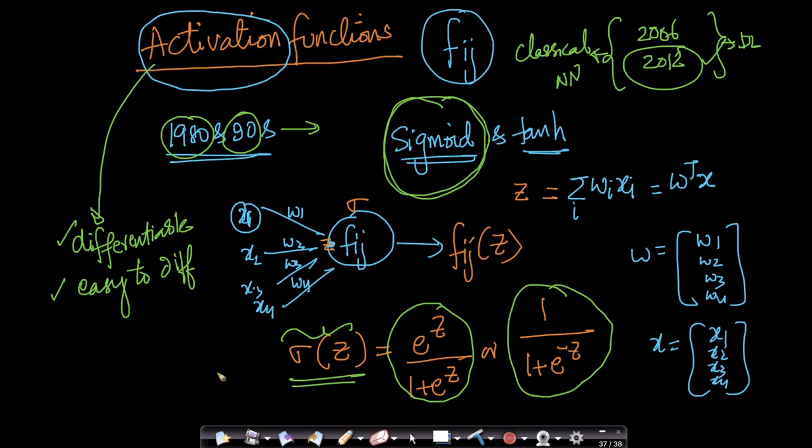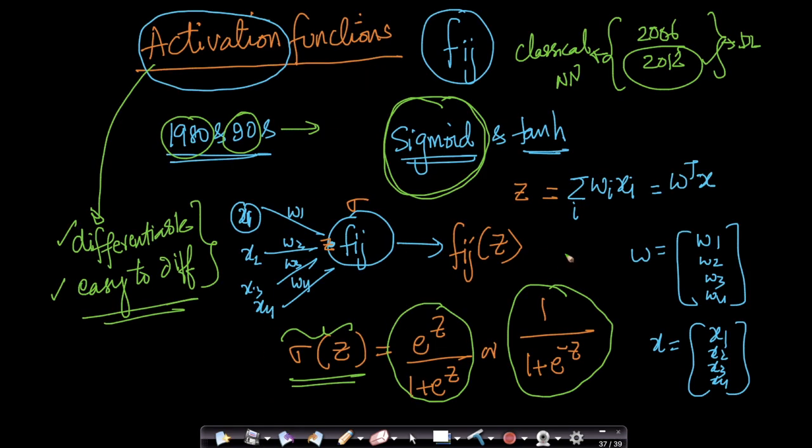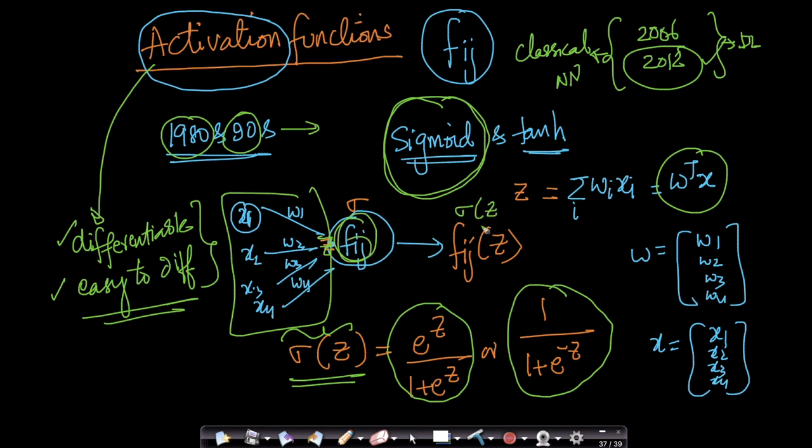For now, from a pure differentiation perspective, sigmoid has some advantages. Okay, let's see. Sigmoid of z is basically 1 by 1 plus e power minus z, and just to quickly recap, z is nothing but w transpose x. If this is the structure you have, you multiply all of them, sum all of them, you get z, and this simply takes z as input and computes sigma of z.